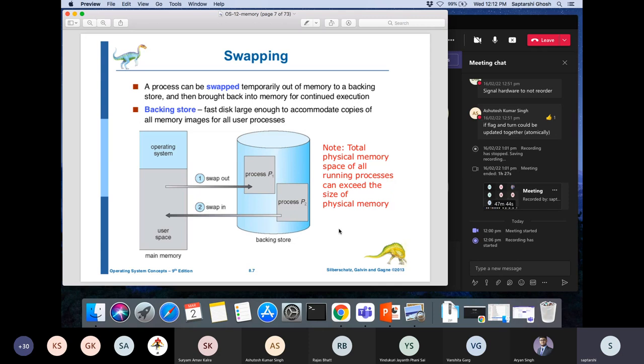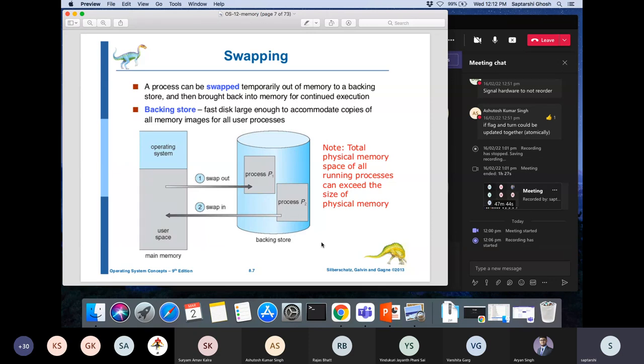And that is possible because some of the processes might be in this backing store. So just remember this, we will come back to it later. We will discuss these things in detail later. Okay, but for now, let us keep this aside. Let us not talk about this backing store and all. Let us focus on the main memory itself.